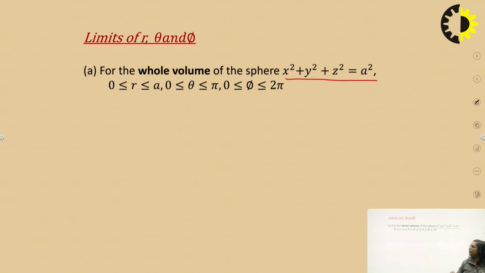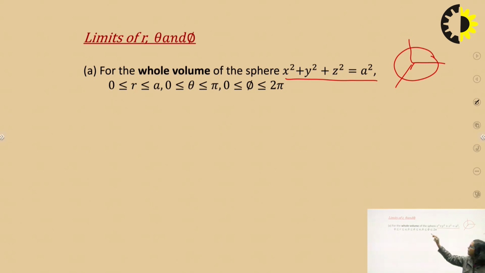So the limit for r moves from 0 to a, limits for theta is from 0 to pi, and limits for phi is from 0 to 2 pi. Means if I draw the circle, this is the sphere in 3 dimensions, and this is the sphere having center at origin and radius a. So r is nothing but the position vector, its limit ranges from 0 to a.